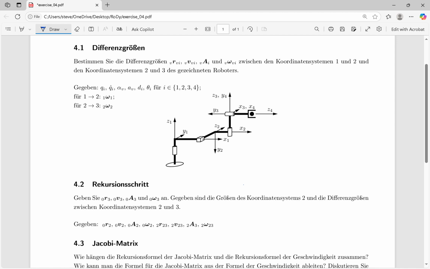Okay, now let's do this new task, where we are asked to write down some formulas for the relative positions, relative velocities, rotations, and relative angular velocities for this configuration, knowing all of this.